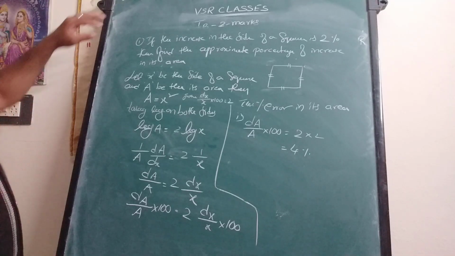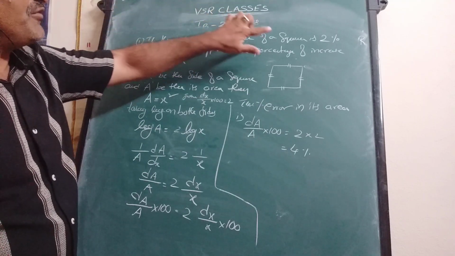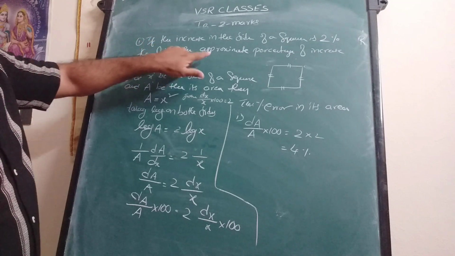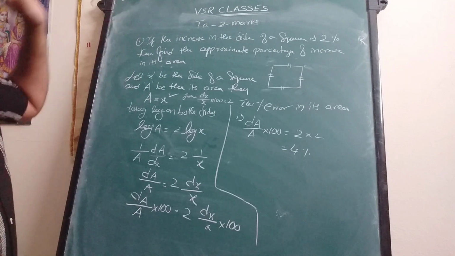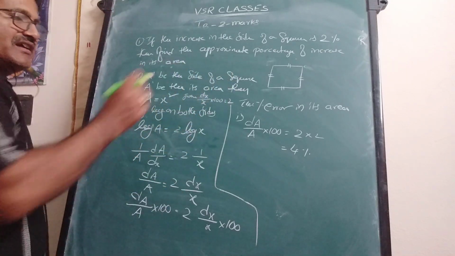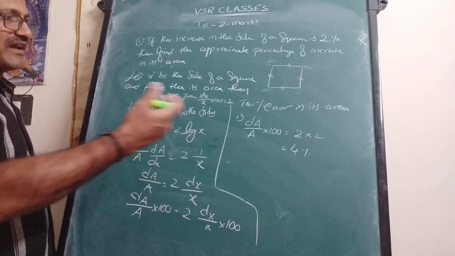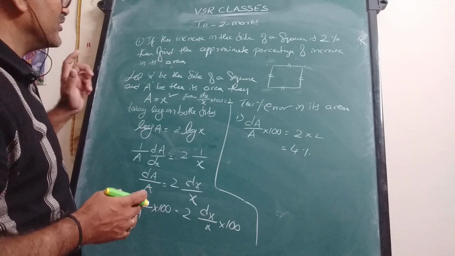Now listen, this is from approximations. If the increase in the side of a square is 2%, then find the approximate percentage of increase in its area. Okay, the side is increasing by 2%. How will the area be increased? He is asking about that.